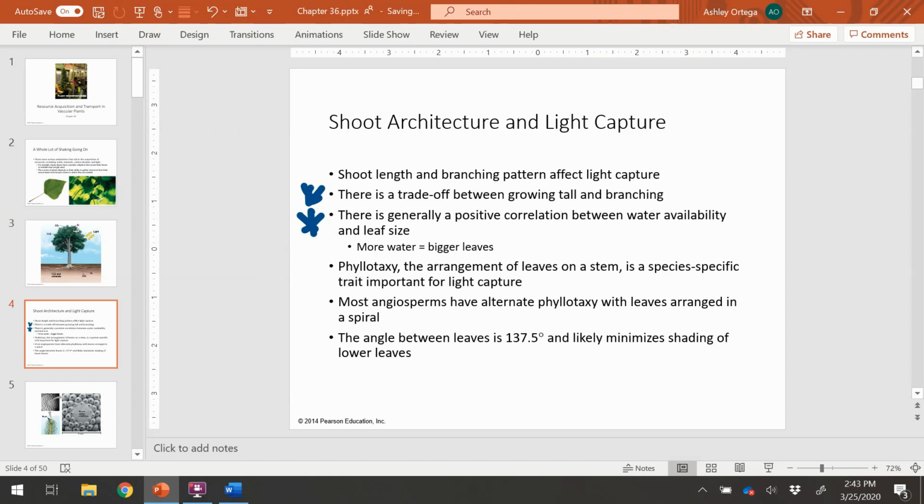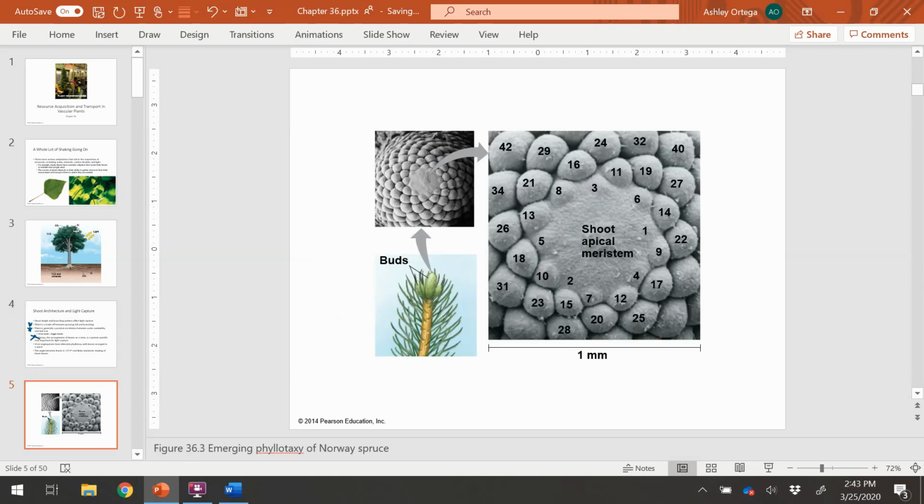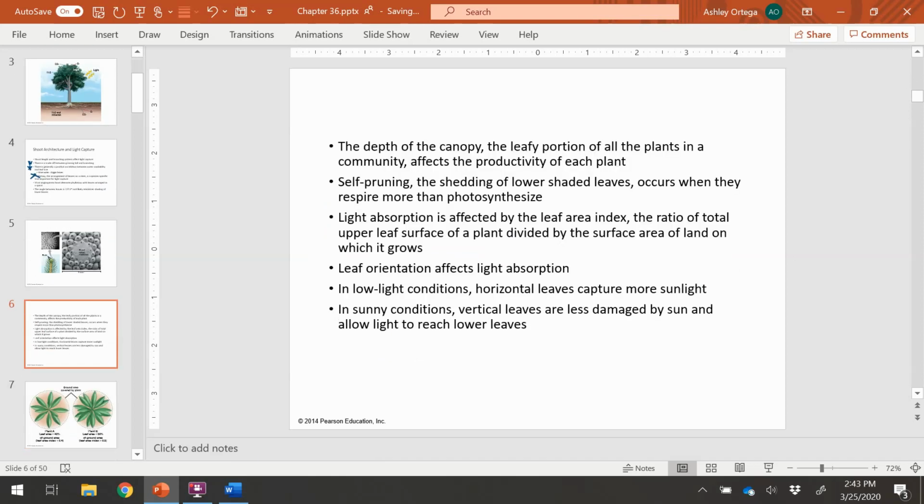The next one here is not something, I've taken that off the review, so I don't need to know that. But it's the study of leaves and how they're arranged on a stem, which is shown there.